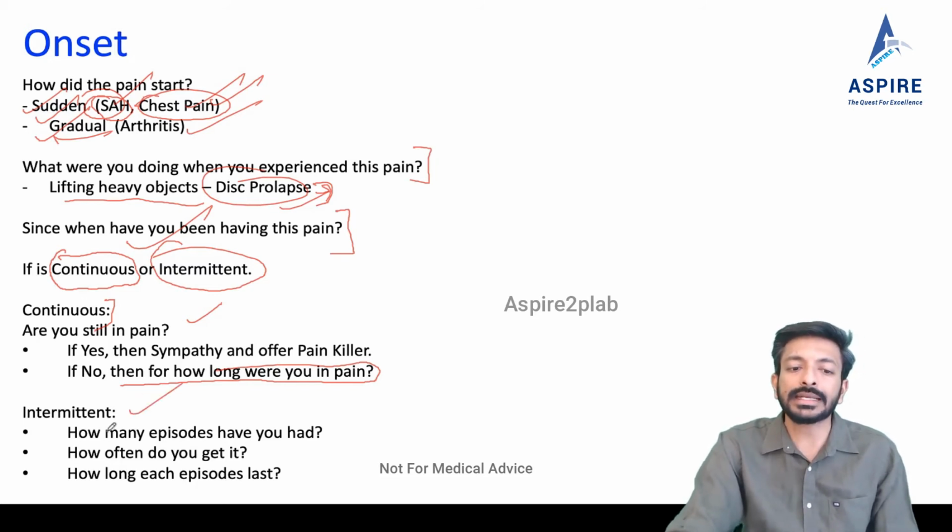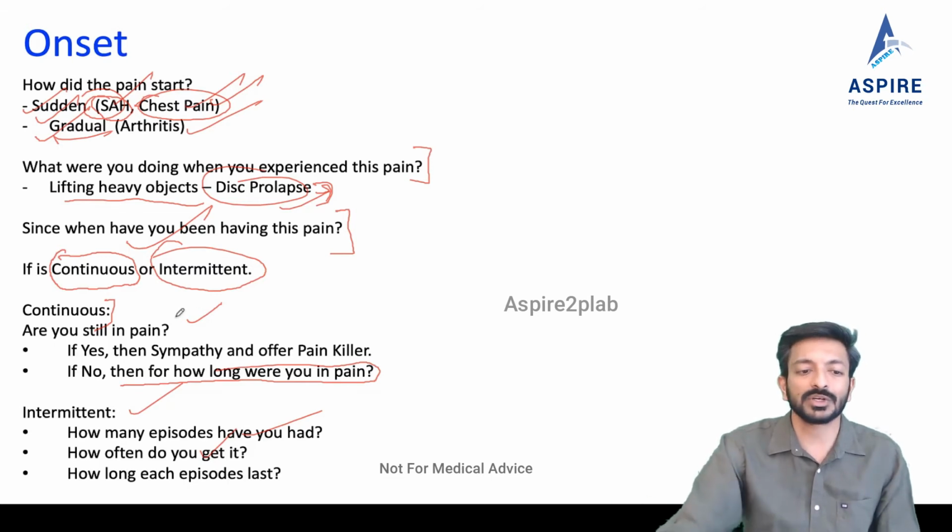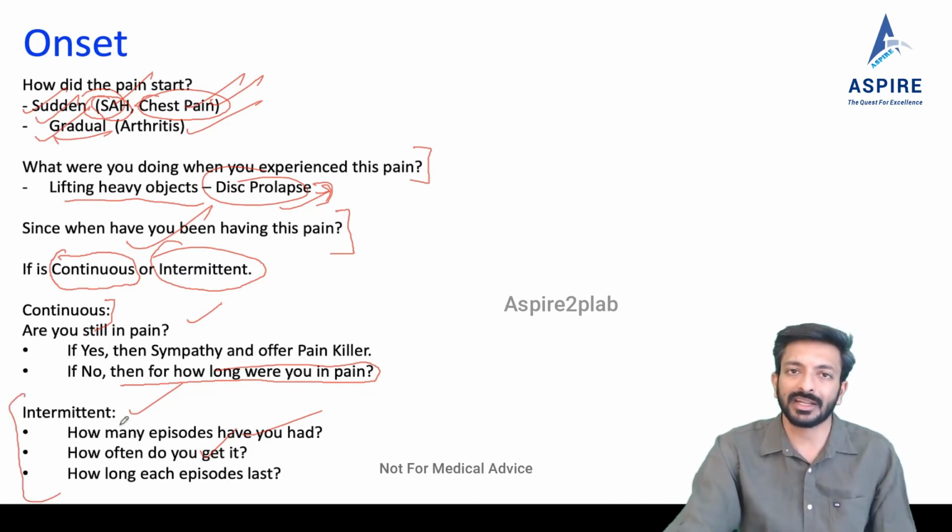Then we have intermittent pain. Like a patient says, doctor, pain comes and goes, so how many episodes did you have? How often do you get these episodes, and when you get this pain, how long does the pain stay? So how many episodes you had, how often you get this pain, and whenever this pain comes, how long it stays. That is what you will ask if it is intermittent pain.